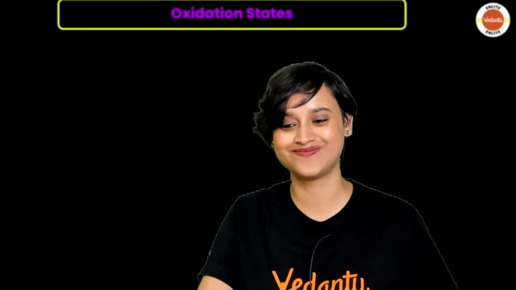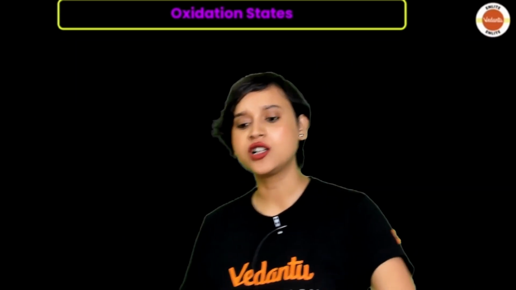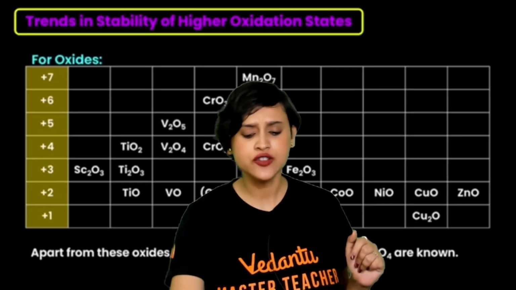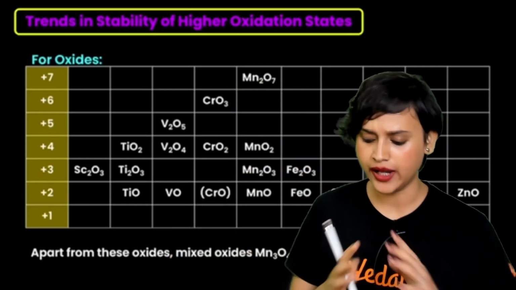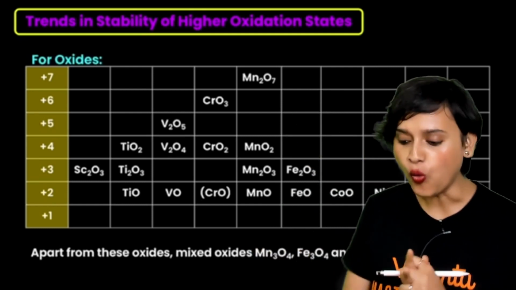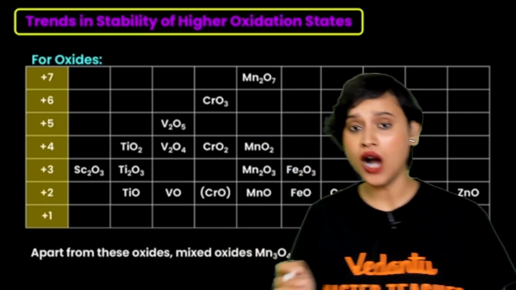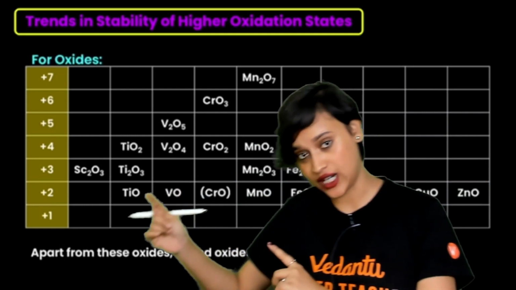And now we are going to go to oxidation state. Chalo. So when we talk about oxidation state, first of all, take a look at this whole table. What do you see here? You are seeing variable oxidation states, right?